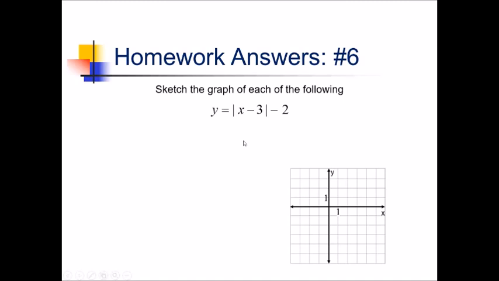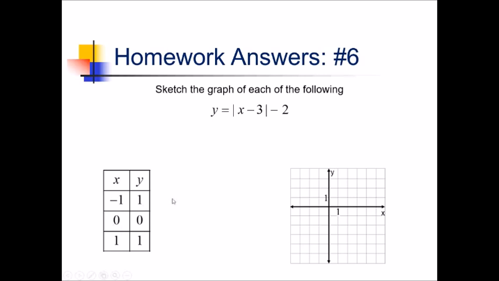To graph this absolute value transformation, I'm first going to write down the table of values for my big 3 points for absolute value. Negative 1, 1, 0, 0, and 1, 1 right there. And now let me see, based on what the function looks like, what kind of transformations we're dealing with. This minus 3 inside the absolute value is telling me I have to shift right 3, because it's always opposite of what you see in there. The minus 2 outside the absolute value is telling me I need to shift down 2. So right 3, down 2.